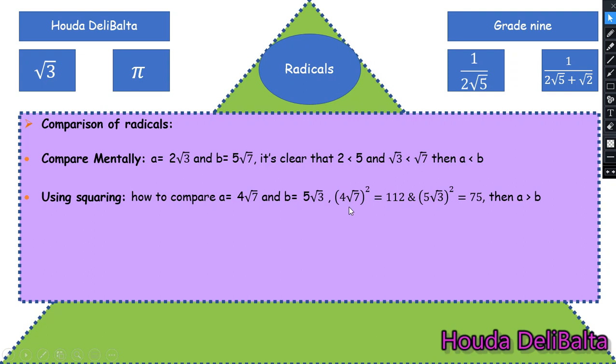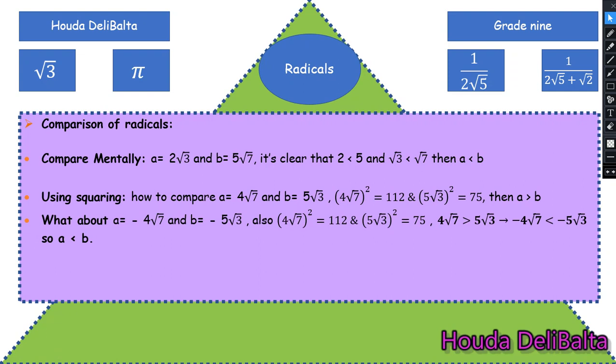We just square 4 radical 7 alone and we will get 112. We square 5 radical 3 and we will get 75. By squaring, I introduced the power 2 into 5, which is 25. Power 2 into radical 3 will give me only 3. Don't forget, we do not square the number, we just cancel the radical. Similarly here, 4 squared is 16 and radical 7 squared is just 7. So we get that 112 is greater than 75, and by logic that means that A is greater than B.